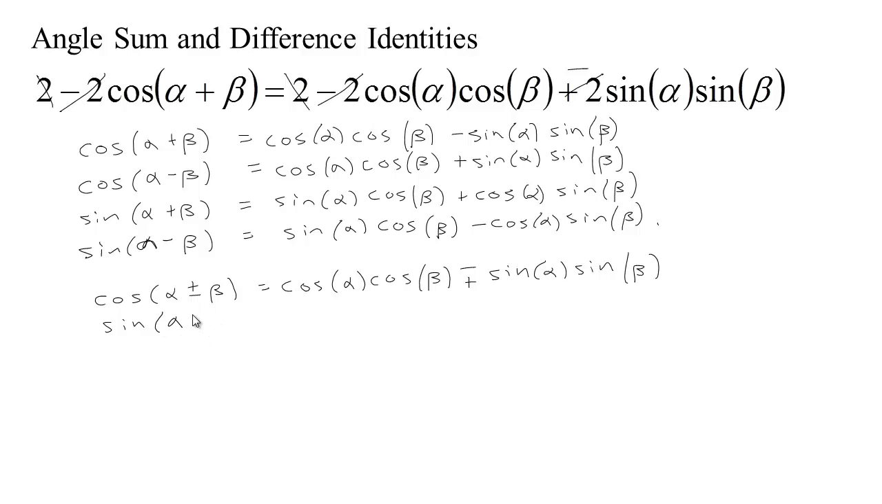Sine of alpha plus or minus beta is sine cosine. Here the signs are straight, right? When it's plus, it's plus. When it's minus, it's minus for that sine one. We get cosine alpha sine beta. These are called the angle sum and angle difference identities, and they're pretty critical.